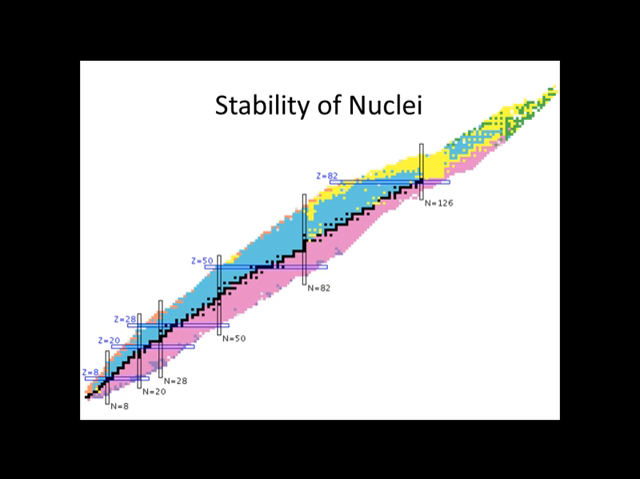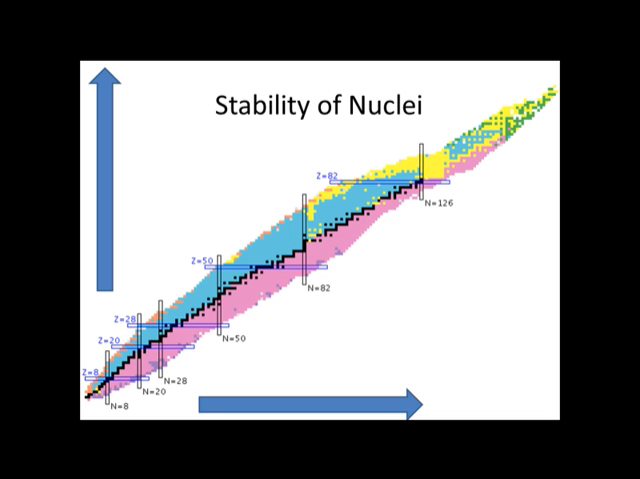This is a Segre chart, in which the number of protons in a nucleus is plotted on the vertical axis, the number of neutrons plotted on the horizontal. The black squares indicate stable nuclei, those which do not undergo radioactive decay. The areas of the graph which are of interest to us are the pink, blue, and yellow areas, as these are all populated by radioactive nuclei, which we will discuss later.